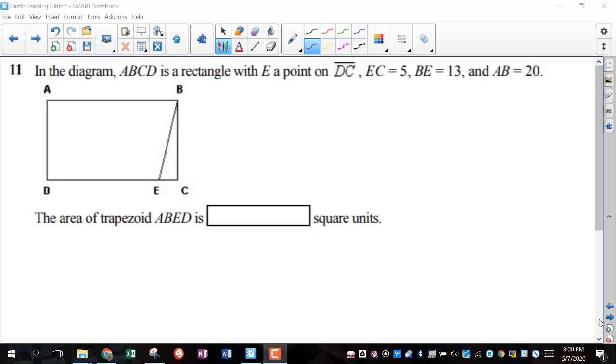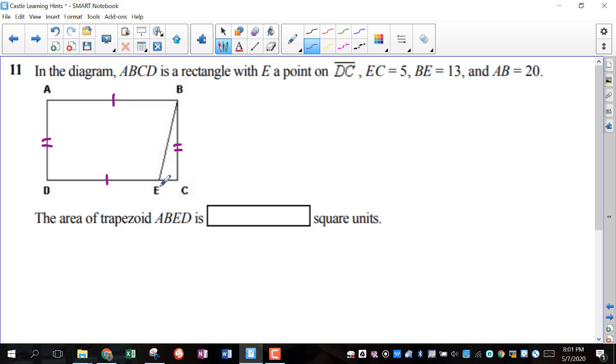This is week 5, task 3, Castle Learning, question number 11. It says in the diagram ABCD is a rectangle. So this whole larger figure here is a rectangle, and we know that opposite sides of a rectangle are congruent.